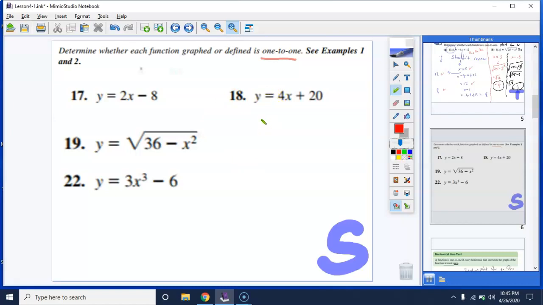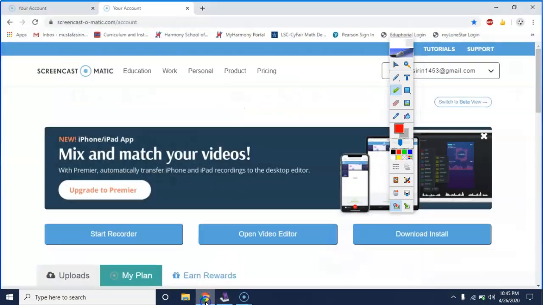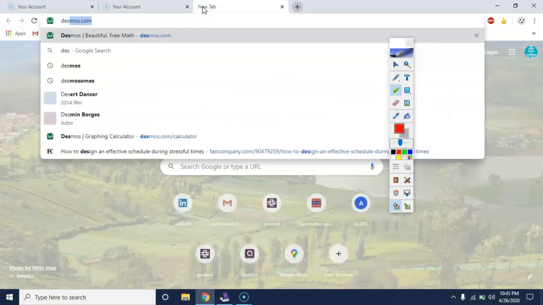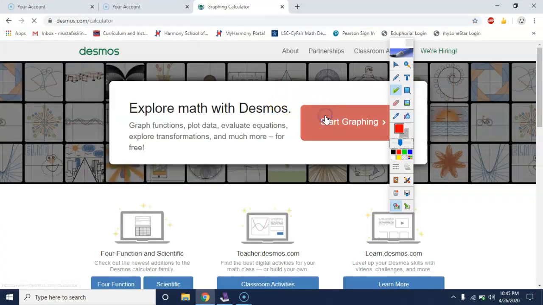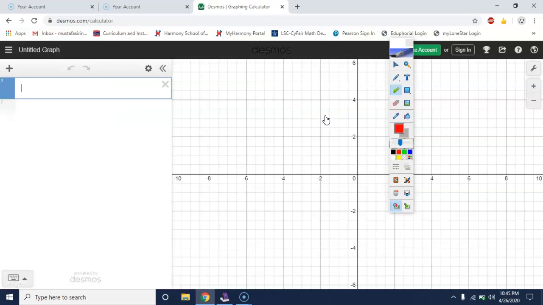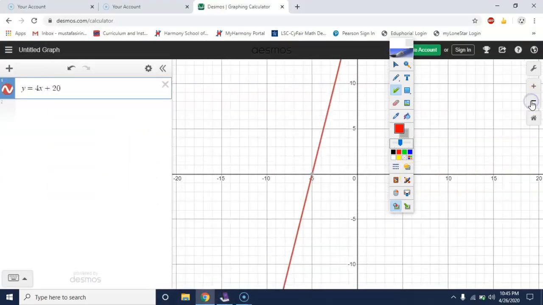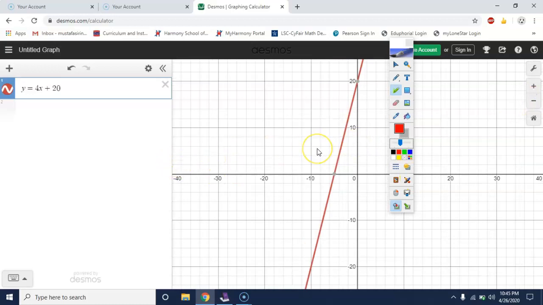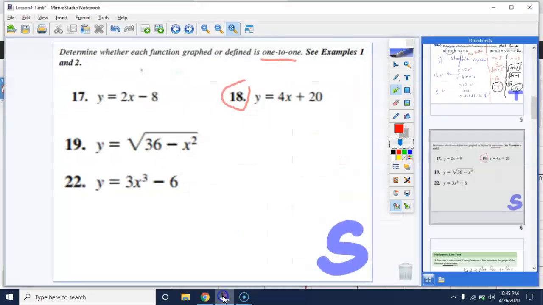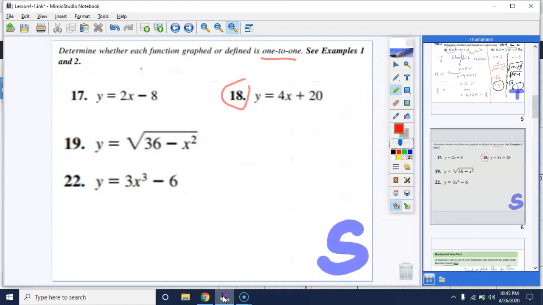Let's say 4x plus 20. Let's go to Desmos and see what we got there. So it's going to be y equals 4x plus 20, am I right? Yes. As you see, it's a linear line. Any horizontal line should be fine. So I can say that this function should be fine. It's going to be 1 to 1.